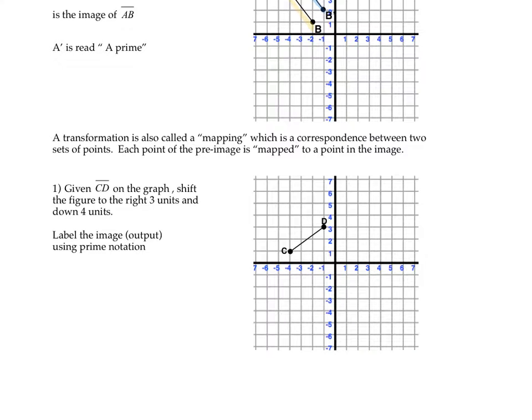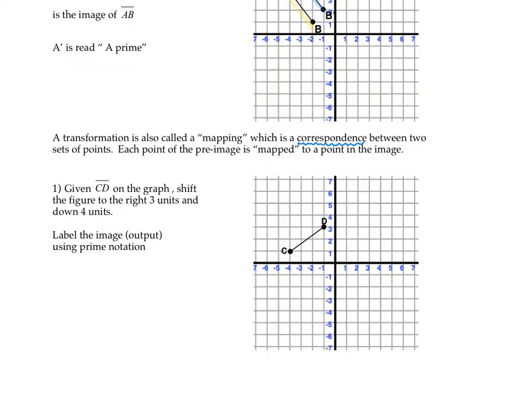A transformation is also called a mapping, which is a correspondence between two sets of points. Sorry to throw that big word in there, but correspondence just means we're matching up, like each input with an output. So every number you put in gets matched up with a number that's the result.